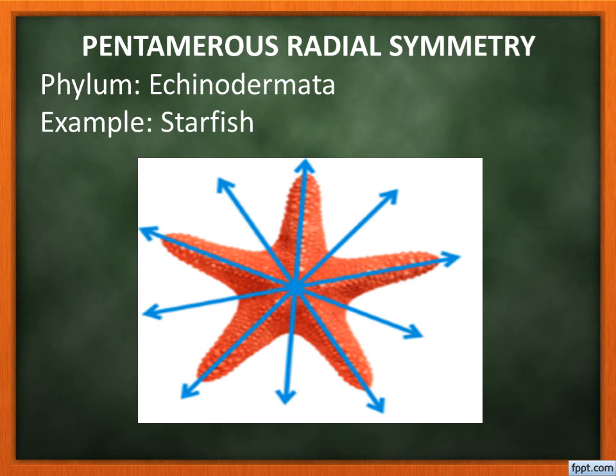And pentamerous radial symmetry. This is also radial symmetry only. But in the first one we said in any plane, in any method we will get two equal halves. But here, especially for starfish, in five directions we will get two equal halves, not in any direction. That's why penta means five. So they said it is pentamerous radial symmetry. This is especially present in the phylum Echinodermata, example starfish. Do you get me? Okay.